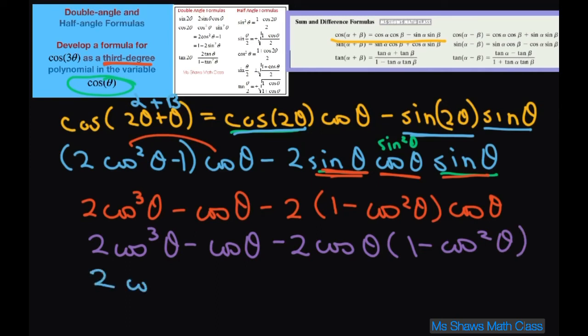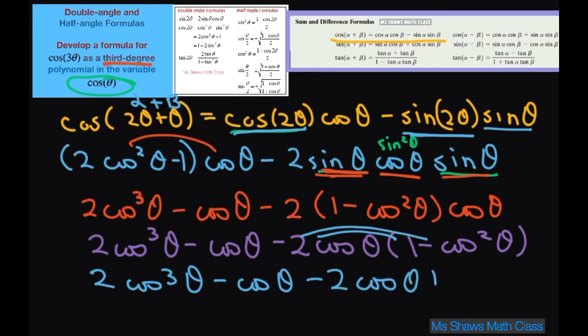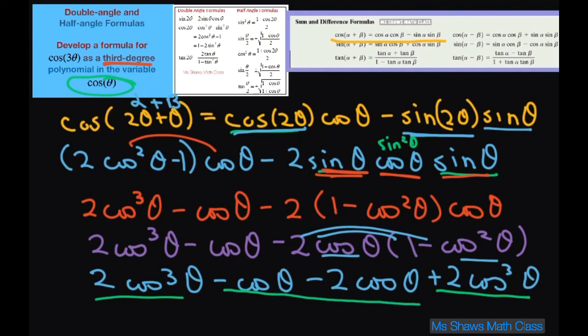We have 2 cosine cubed of theta minus cosine theta. Now let's distribute. That's going to be minus 2 cosine of theta. And this is going to be plus 2 cosine cubed of theta, because cosine times cosine. Now what that's going to give us is 4 of these cosine cubes. And then we're going to have minus 3 of these. That's minus 1, minus 2. So our final answer is going to be equal to 4 cosine cubed theta minus 3 cosine of theta.